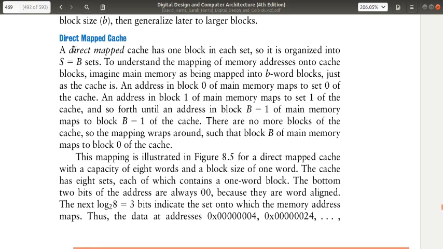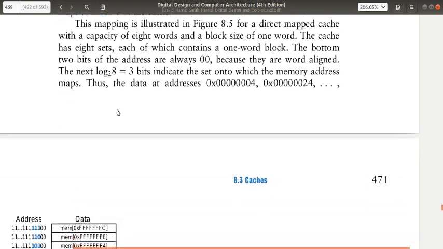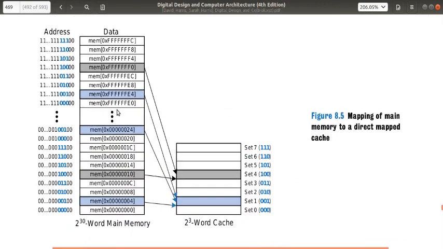Okay. So, like we discussed in the last lecture, in direct mapping, S equals B. That is, the total number of blocks equals the total number of sets, and each set will have only one block of memory. Right. So now let's right away dive into the concept.